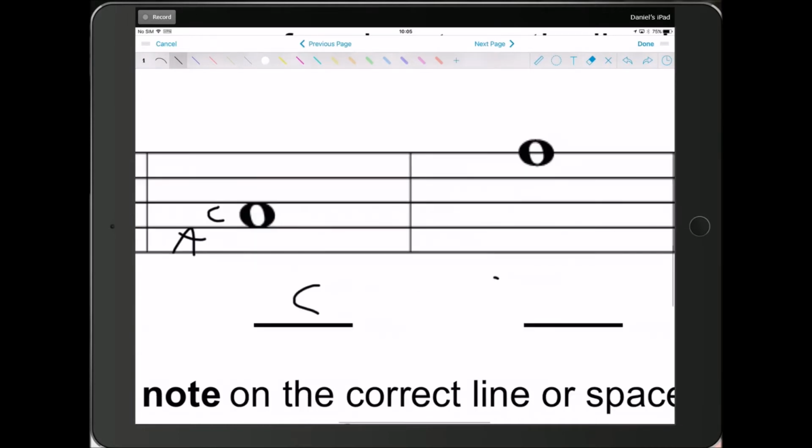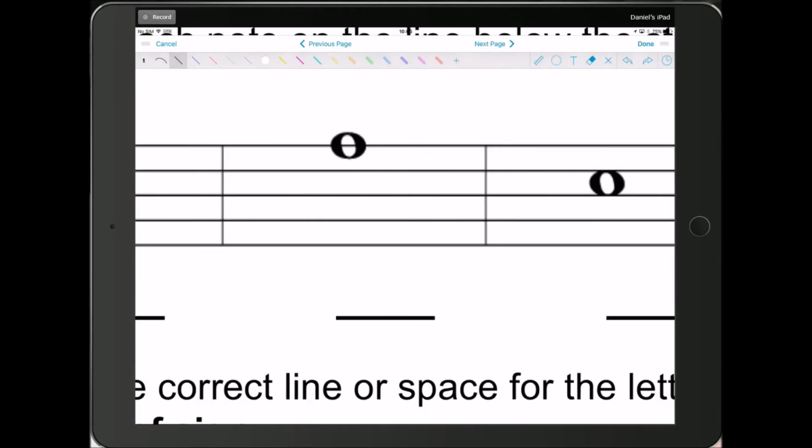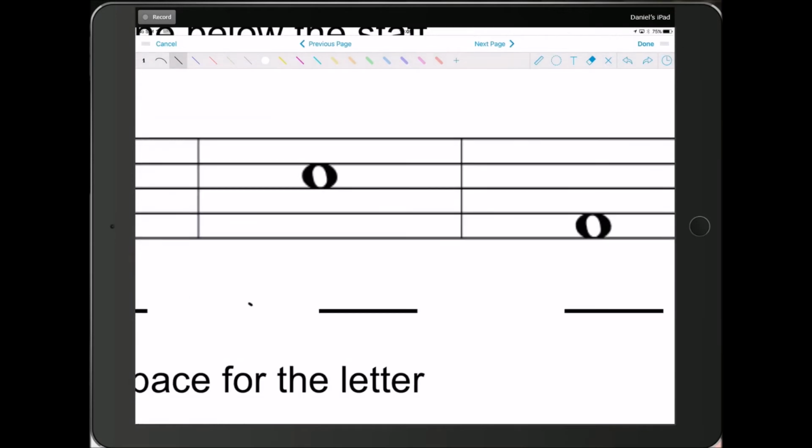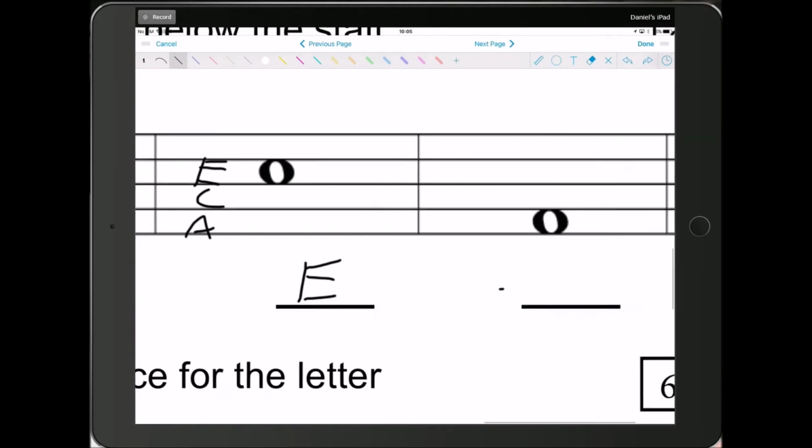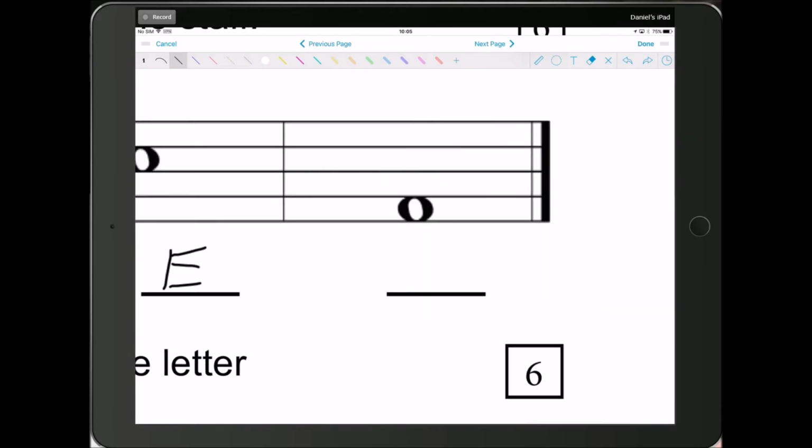C. This one's on the top line, so switch the sentence again. Good birds don't fly away. A. Space again, switch the sentence. All cows eat. E. And staying on the spaces, all.